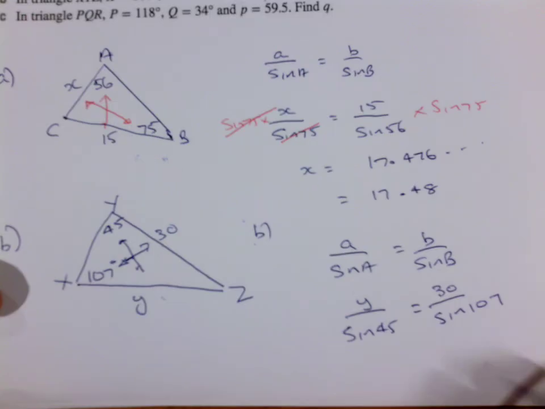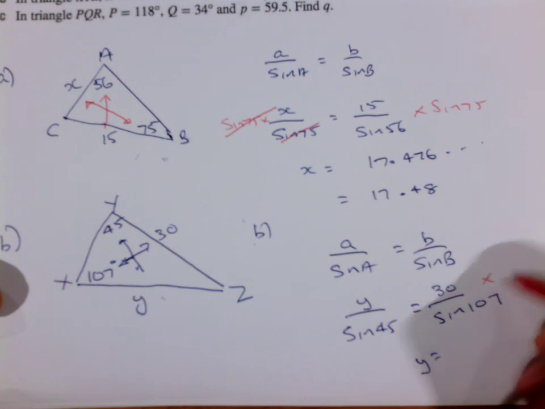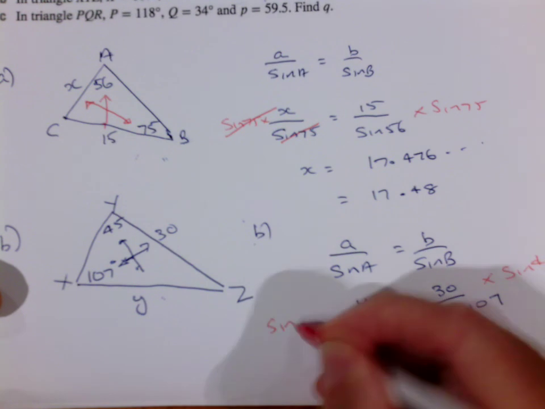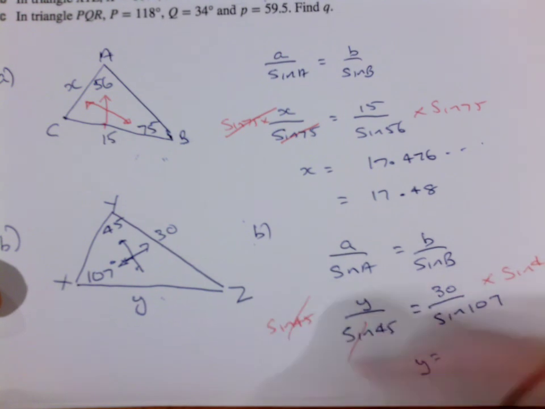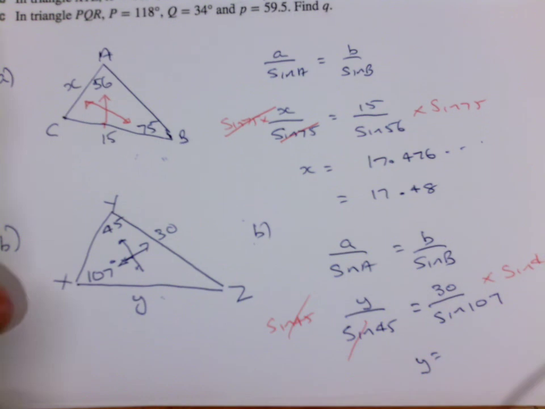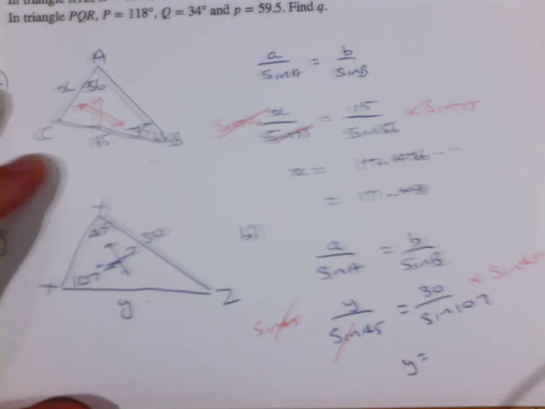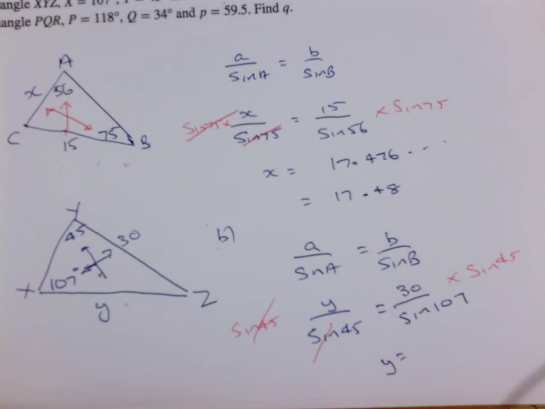Then I want to get y by itself. Do we agree? Times by sine 45. It's always good to show the working of what's going on. Cancel, cancel. Calculator time. 30 over sine 107, times sine 45.